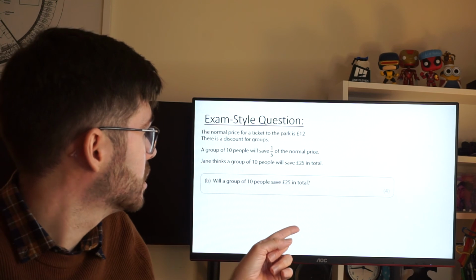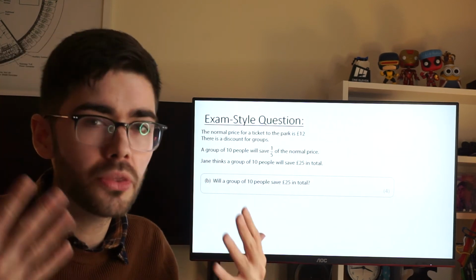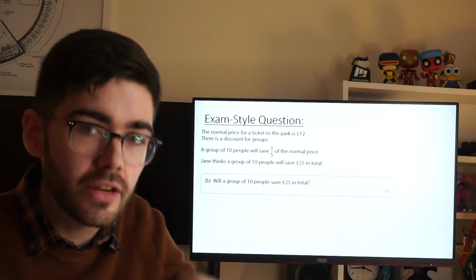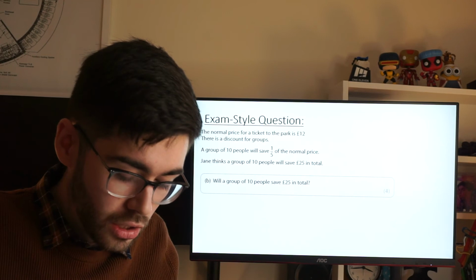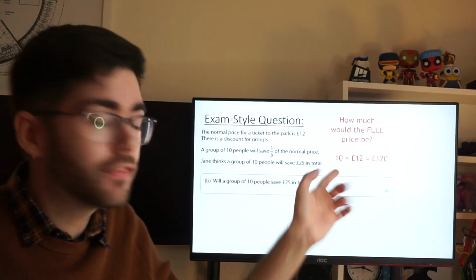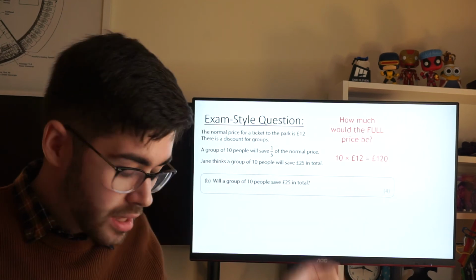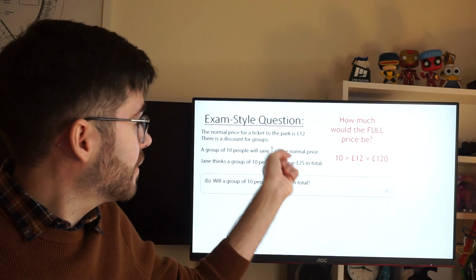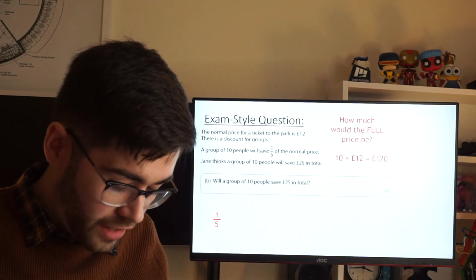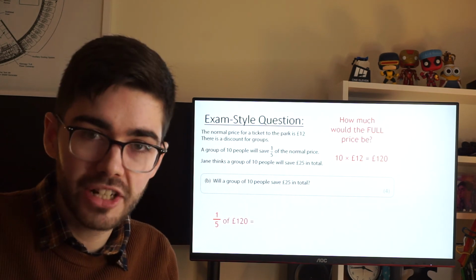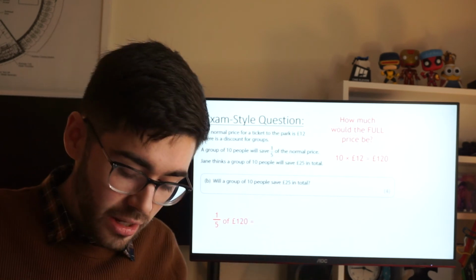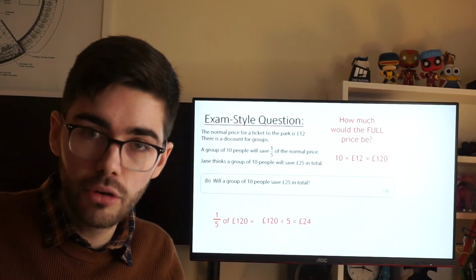First thing we have to think about is how much would they normally be paying? What would the full price be? Okay? The normal price is £12 and there's a group of 10 of them. 10 of them paying £12 each. What is it going to cost them? Let's have a think. So how much would the full price be? 10 lots of 12 would be £120. If it's a group of 10 of them, they will save a fifth of that price. So we have to find a fifth of £120. So 1/5 of £120. What is our fraction method? Divide by the bottom times by the top. 120 divided by 5 gives us £24.